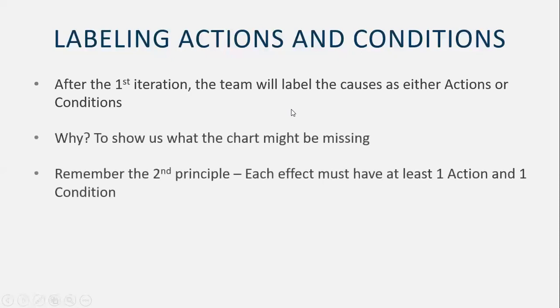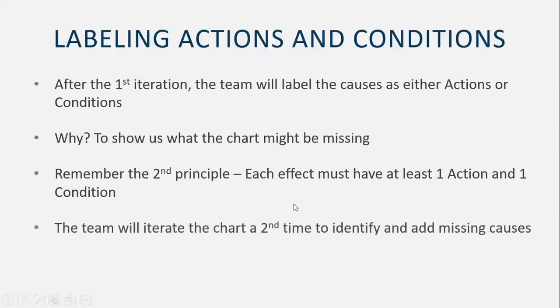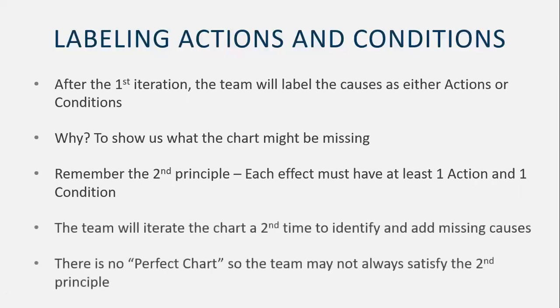So if we see an effect that has just one action or one condition or two conditions and no action, it's telling us that something is missing. And then we want to go through another iteration and see if we can identify what that might be. And keep in mind that there's no perfect chart. So the team may not always satisfy that second principle. You may have actions with no conditions or vice versa.